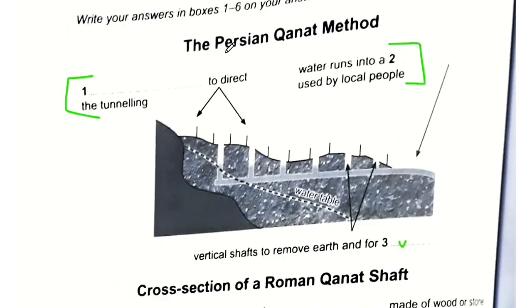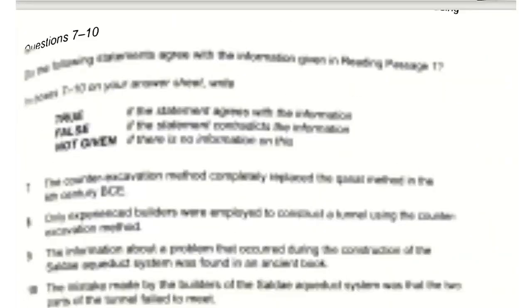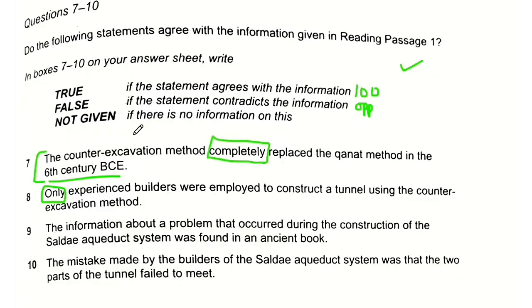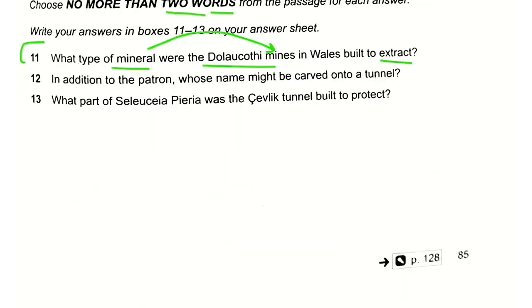You can see here the topic was about the Persian conduct method. Then you can see they have spoken about the 6th century BC excavation method, but nothing about replacement. You have not seen anything related to that. We have also not seen anything related to the mines.